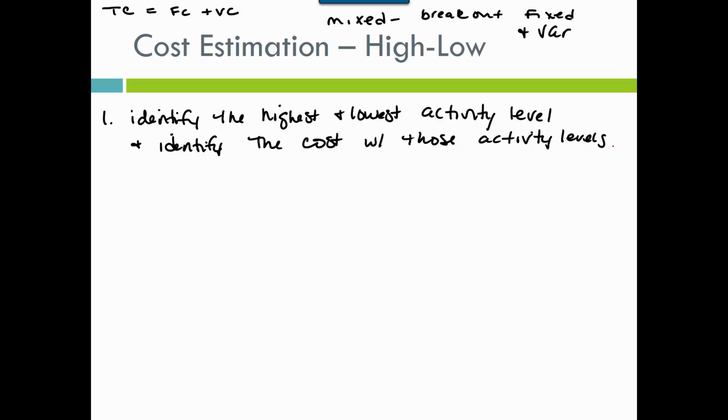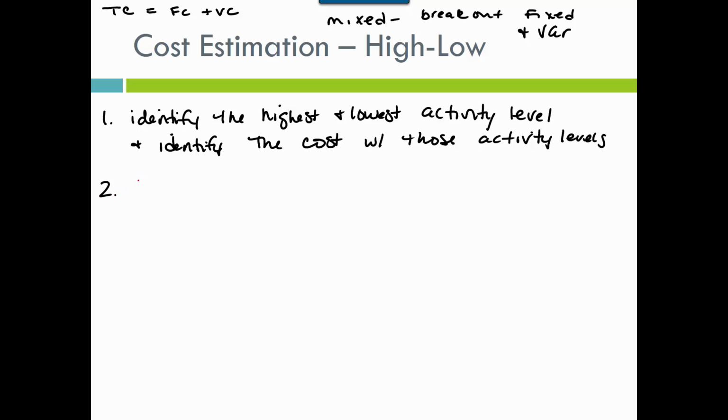So, you've got a year's worth of data, and you see that February was your lowest month and August was your highest month as far as activity. So then you take the cost that goes with February and the cost that goes with August. And so now you have these two data points.